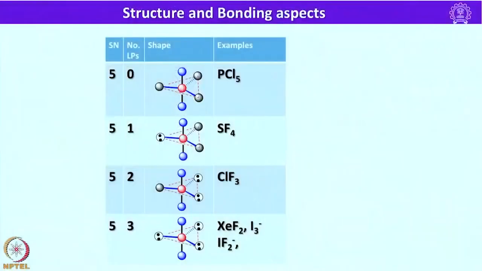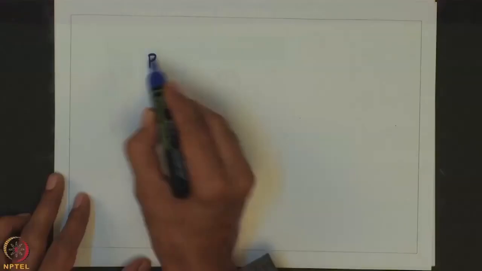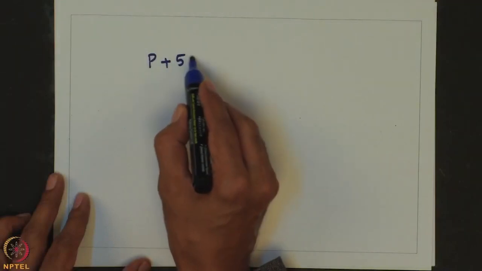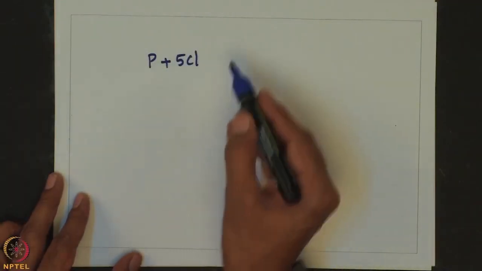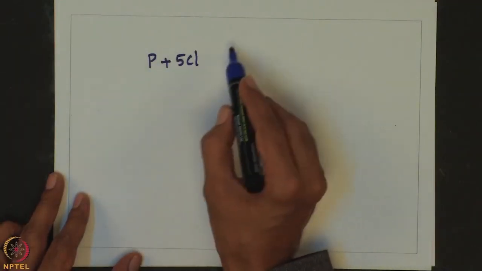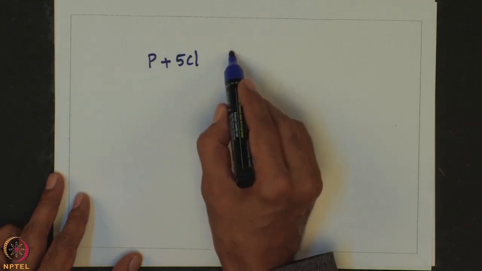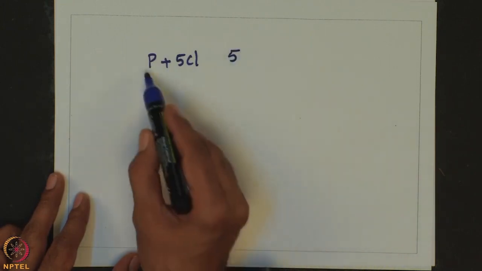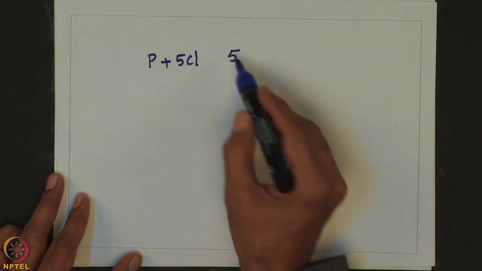Okay, let us look into PCl5. PCl5 has a trigonal bipyramidal geometry. PF5 can also be considered. So here, P plus 5 Cl. So P has a total of 5 electrons. It has S2P3 electronic configuration.